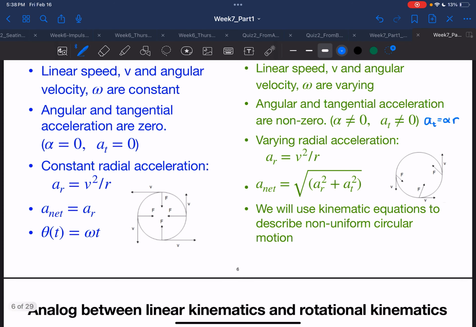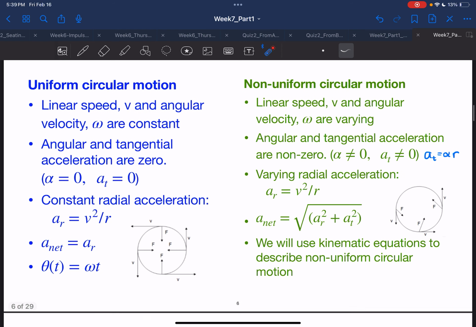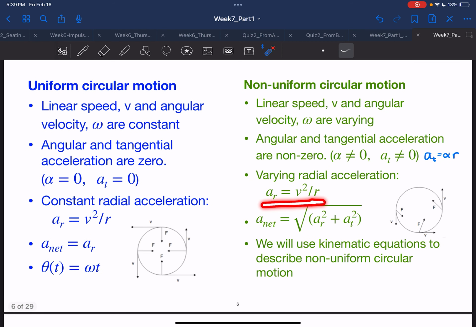All right, next, the radial acceleration. For uniform circular motion, since the speed is staying the same, the radial acceleration is constant if you pick a point on your circle that's going through circular motion. On the other hand, the radial acceleration for non-uniform circular motion varies. Well, why does it vary? It's because v is constantly changing as you're speeding up or slowing down that particle.